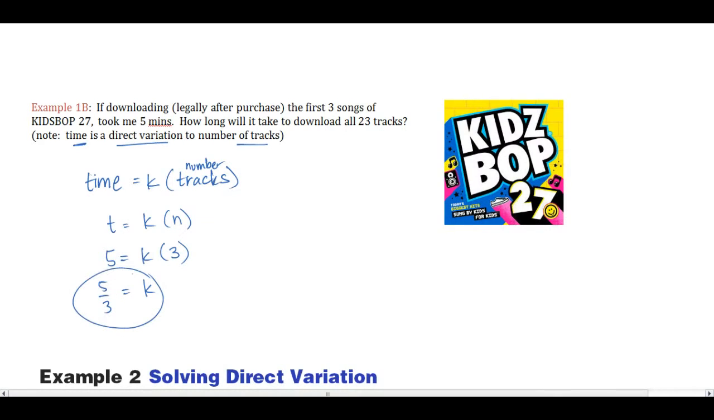But that's the constant of variation. That's how long it takes. That's my internet speed, really. That's how long it takes to download a song, or in fact, 3 songs.